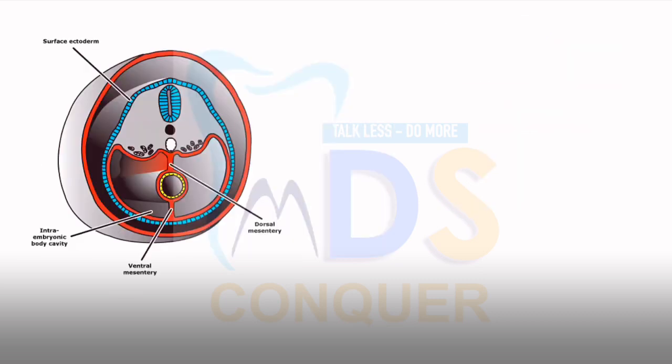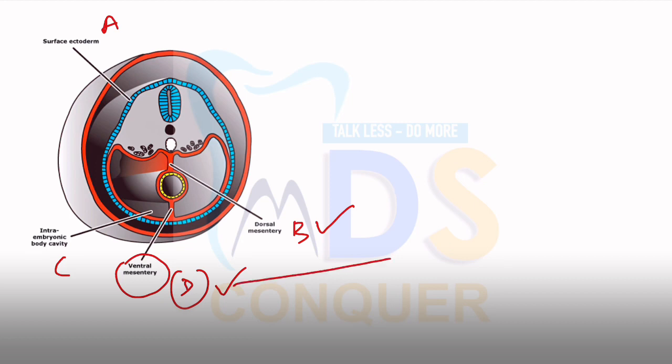Right. So next one, this is a question that was given in one of the INICET papers. They have asked you to identify this. They have given A, B, C and D. Please make a note about B and D: one is dorsal mesentery, and the second one is ventral mesentery. The question asked which of the following ligaments is derived from the ventral mesentery.